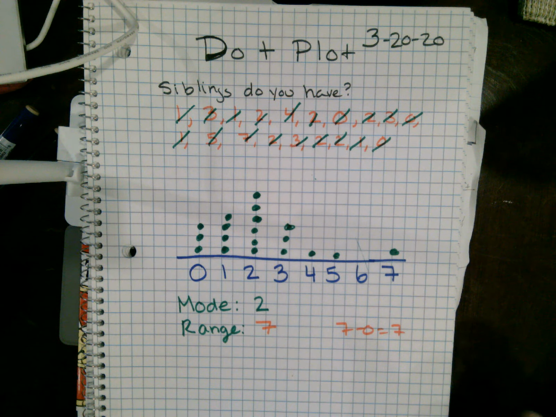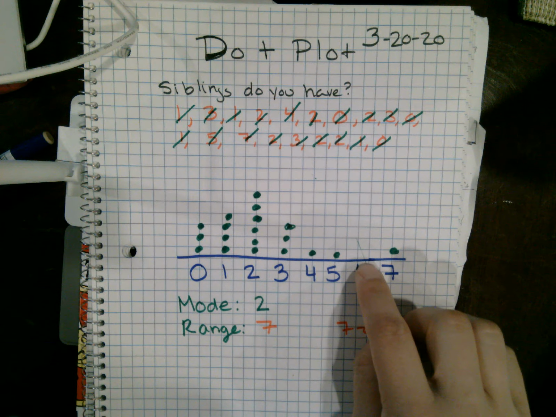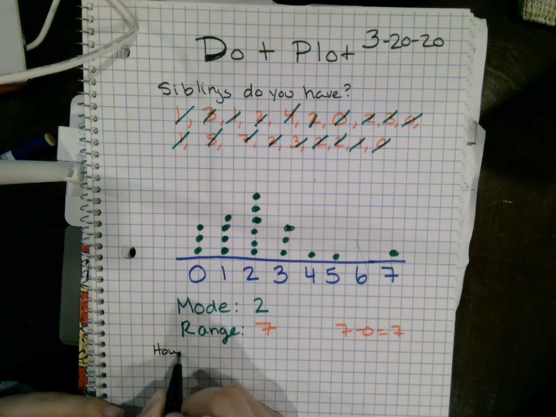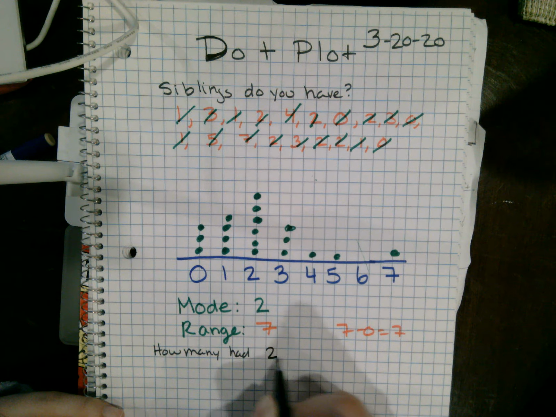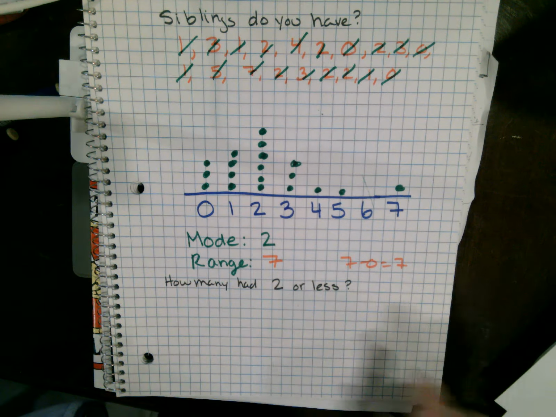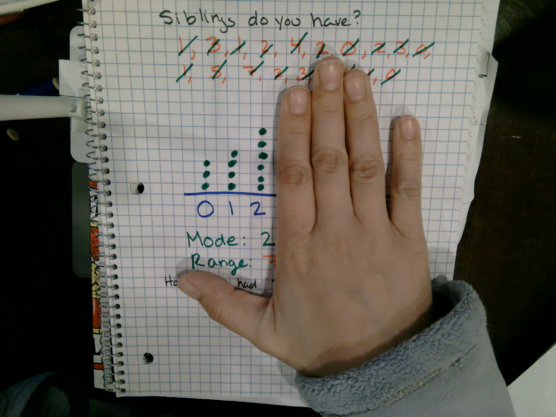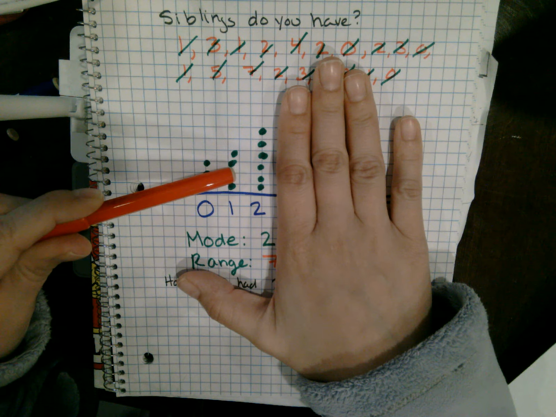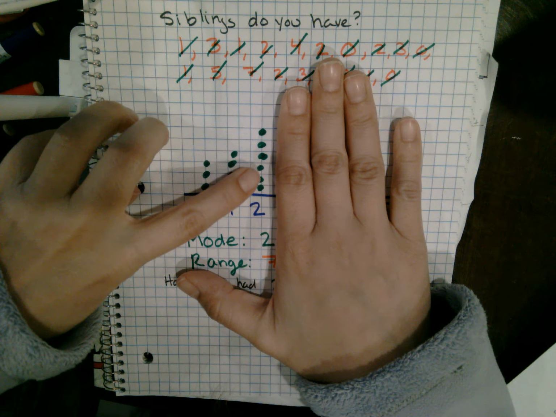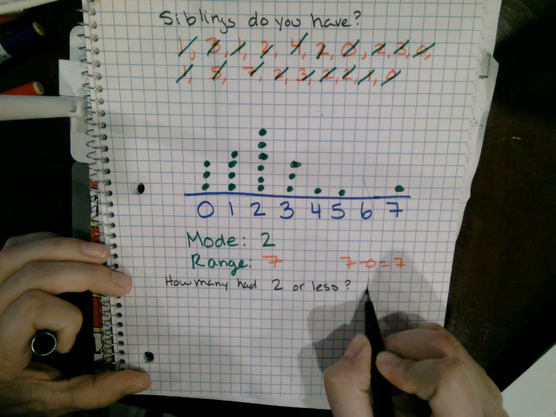They might ask you, how many students had 3 siblings? That would be 3. How many had 6 siblings? 0. How many had 2 or less? So let's write that down. Is 2 included? Yes, or less. So how many are 2 or less? 1, 2, 3, 4, 5, 6, 7, 8, 9, 10, 11, 12, 13. Let's count those again. 1, 2, 3, 4, 5, 6, 7, 8, 9, 10, 11, 12, 13. So 13 students had 2 or less.